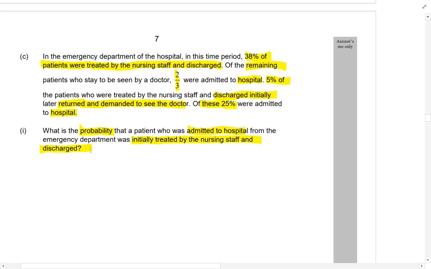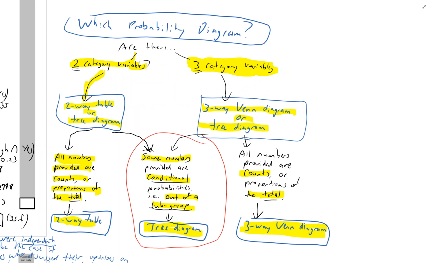Now, when you read a question like this, initially we all feel overwhelmed, and that's normal. It doesn't mean that you're not smart enough to do the question. We just need to start by thinking which diagram is going to be the easiest way to represent this information. So if we go back to our flow diagram and think about it. The key thing is what I've circled here in red for this question. Anytime that some of the numbers provided in the question are conditional probabilities, that means out of a subgroup, a tree diagram is going to be the easiest way to go.